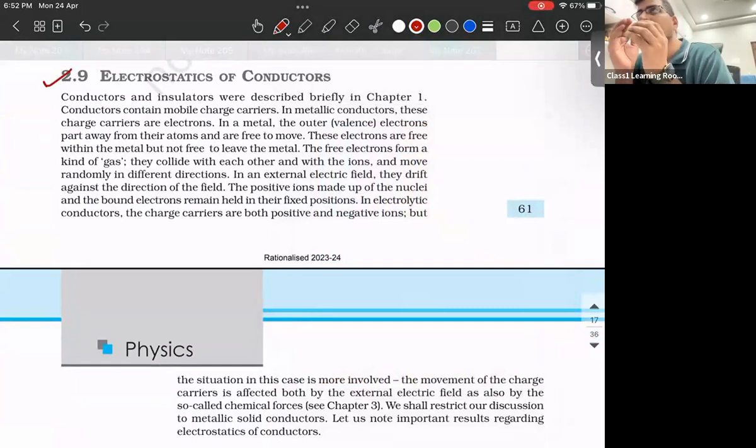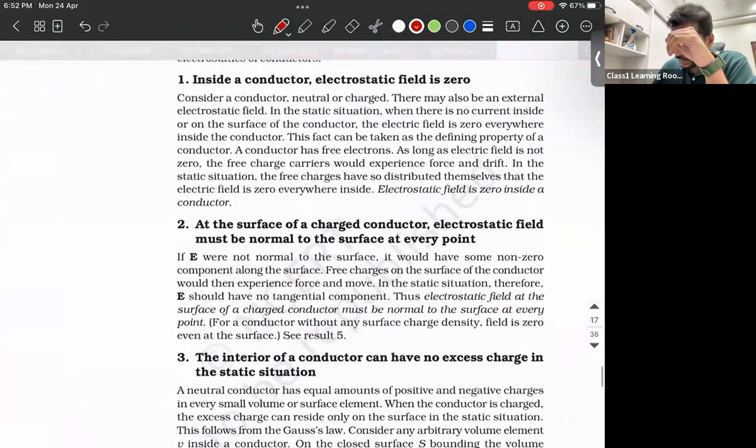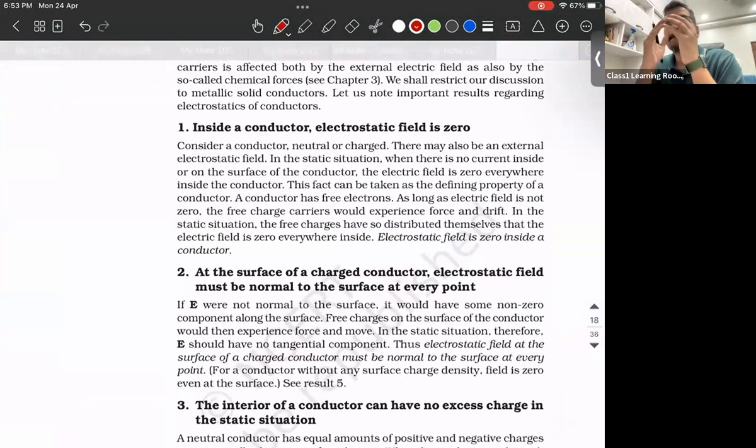the capacitance. But before we understand the capacitance, we need to understand another concept called electrostatics of conductors. So the next heading is going to be about electrostatics of conductors. For that, there are 6 properties that are exhibited by a conductor, which we need to understand. The first point is, inside a conductor, the electrostatic field is 0. So when you take a conductor, inside the conductor, the electrostatic field is going to be 0.